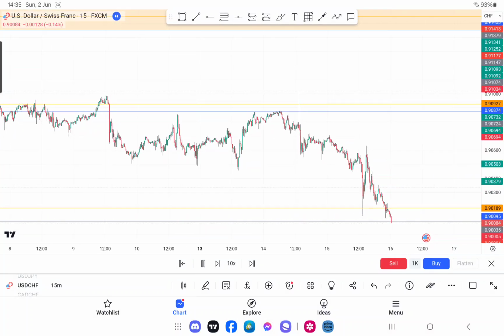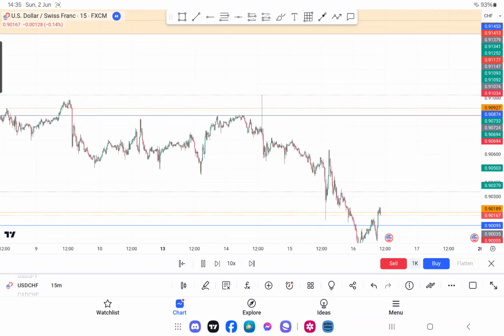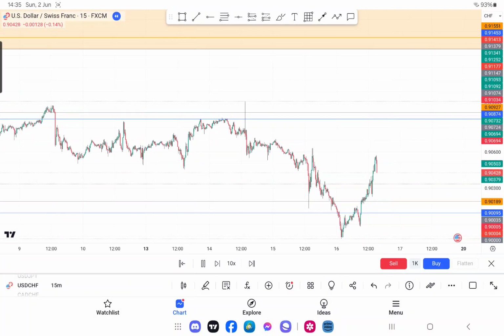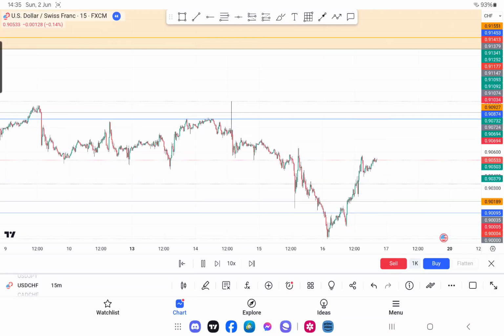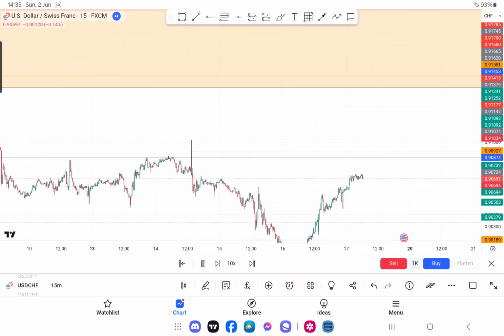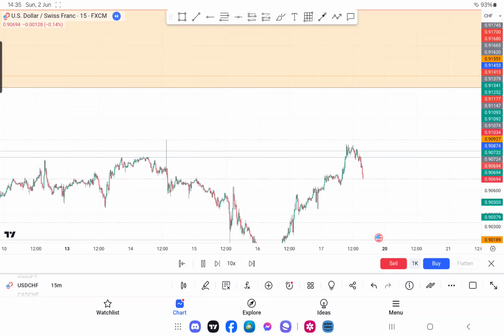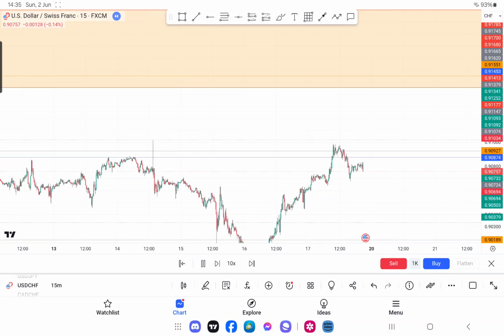Test low on again. There we go. Body closed below the second one, so no confusion over which one it is. I'd be happy at that point. So now we're just waiting for it to come back to our orange zone, where our alert would go off at the orange box.